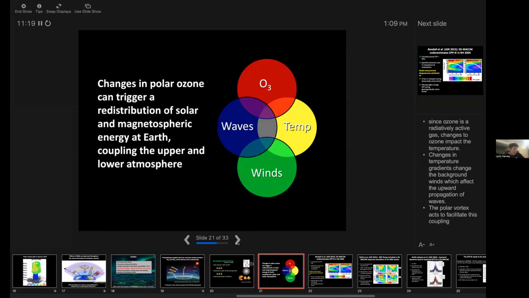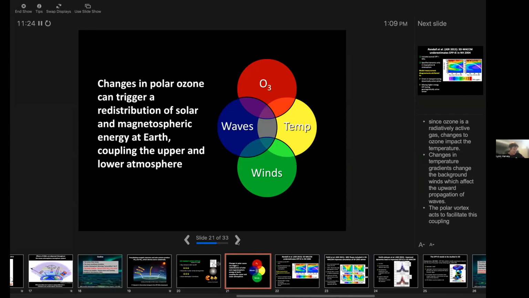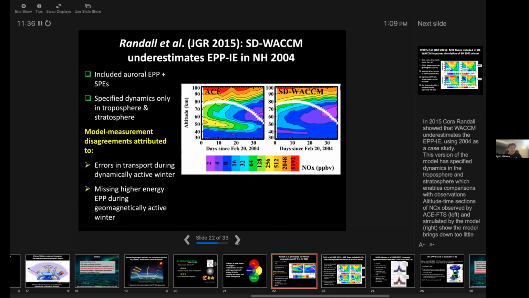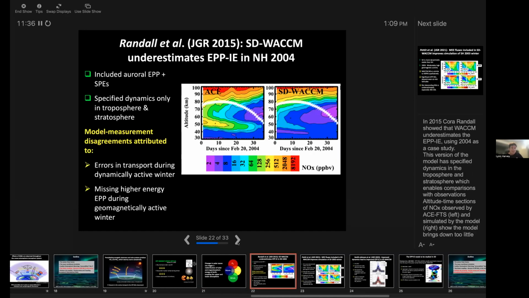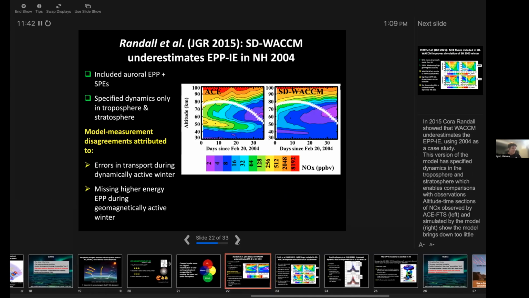Since ozone is a radiatively active gas, changes to ozone impact the temperature. Changes in temperature gradients change the background winds, which affect the upward propagation of waves. And the polar vortex plays a critical role in all of this coupling. So if you want to learn more about this, I recommend you go to Randall et al. 2015. It provides a great summary of the indirect effect in both observations and modeling.